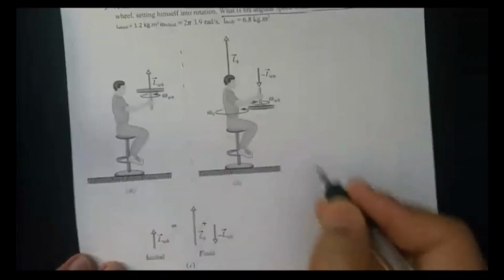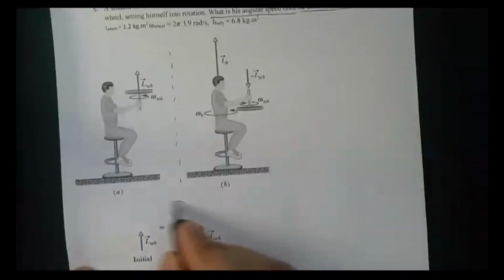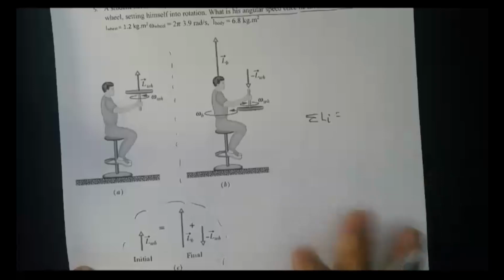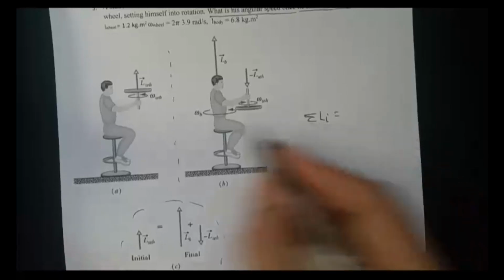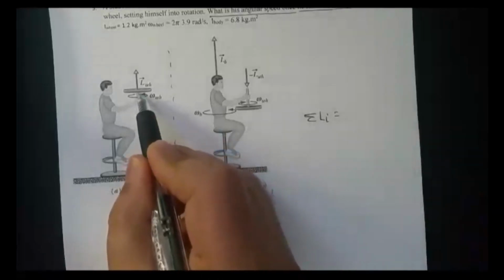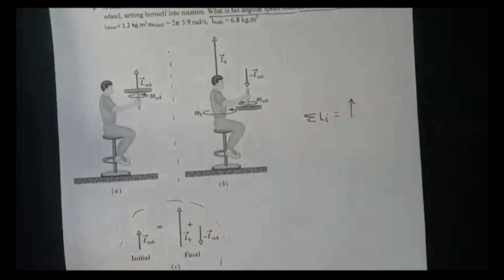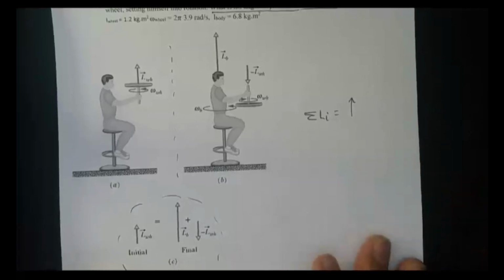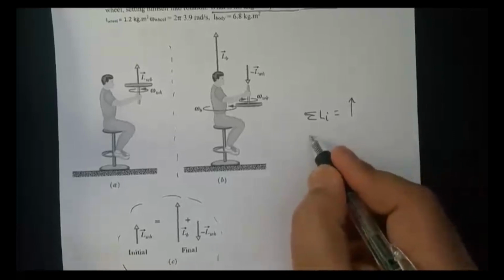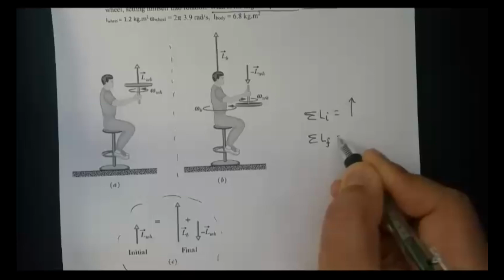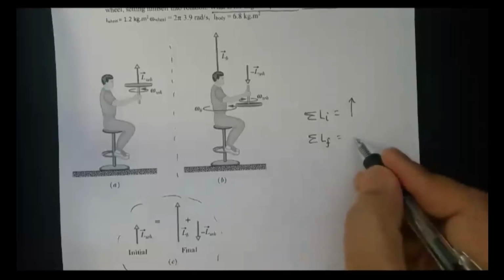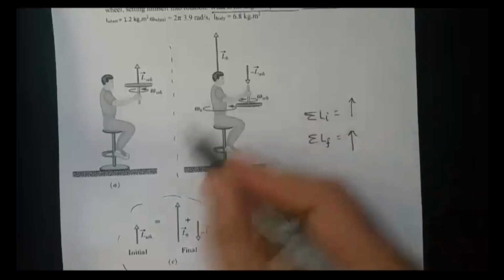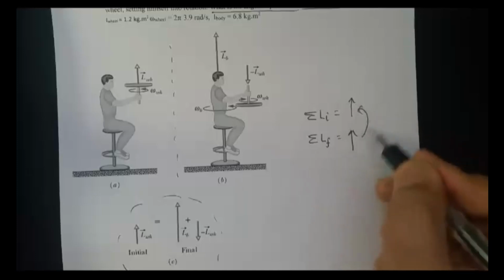first I'm going to show you this vector nature of the angular momentum. The total angular momentum in the system is just the bicycle wheel's angular momentum, and that will not change. We know that since there's no external torque, the final angular momentum of the whole system has to be the same.